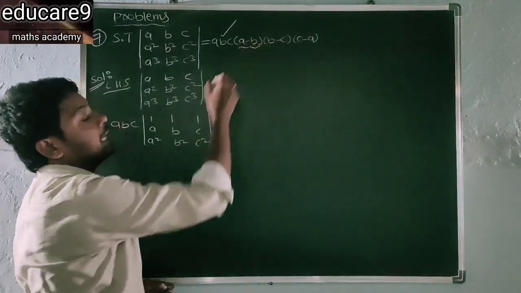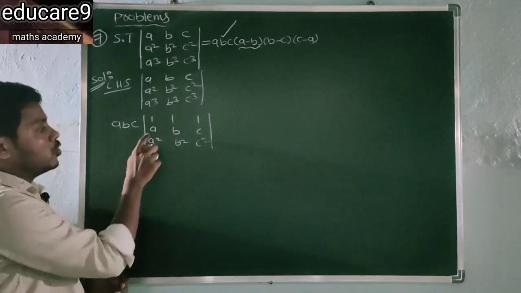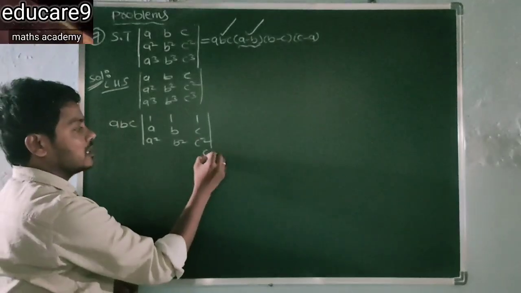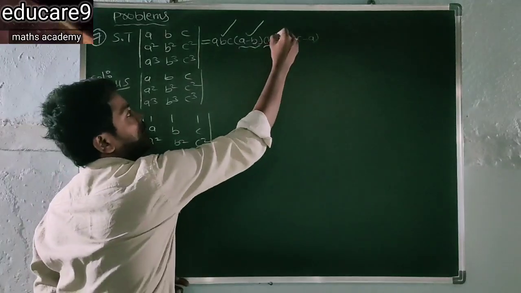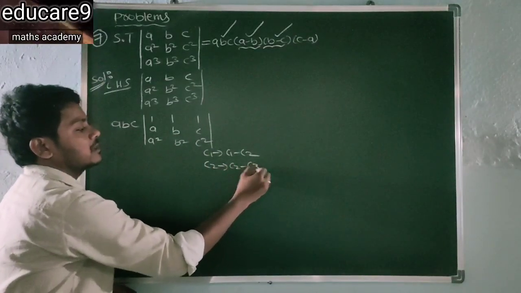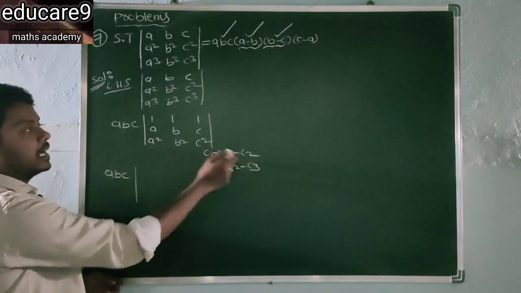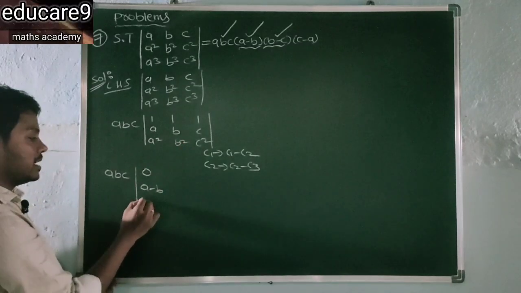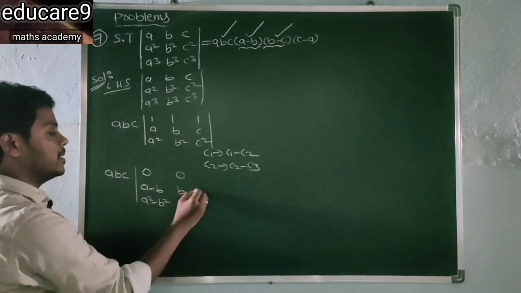You want A minus B. See here A, here B. If you do C1 minus C2, what will you get? A minus B. So that's why C1 implies C1 minus C2. Next you want B minus C. Here B, here C. So do C2 implies C2 minus C3. So therefore this is ABC. C1 minus C2: 1 minus 1 is 0, A minus B, A square minus B square. Next here 1 minus 1 is 0, B minus C.